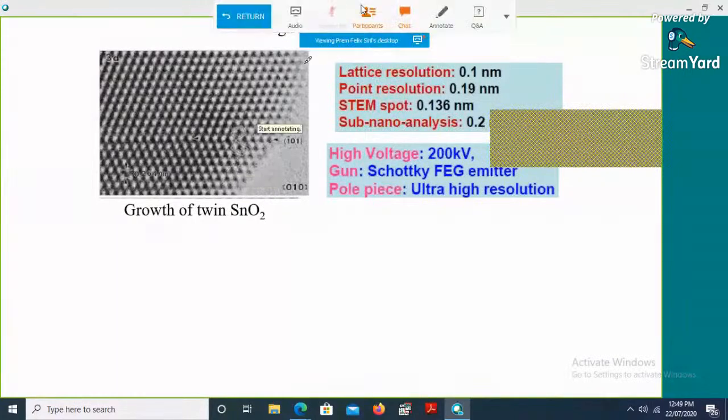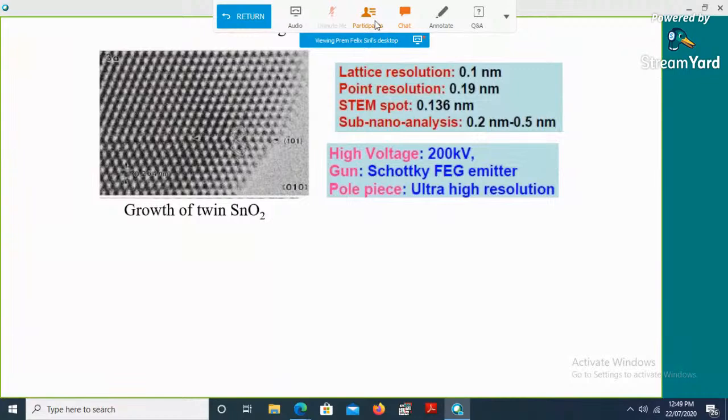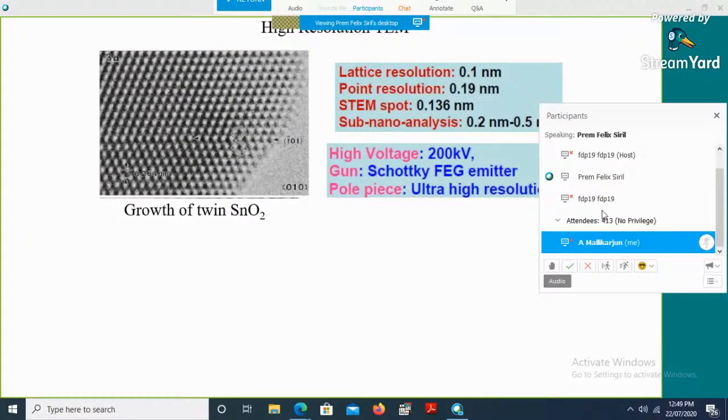Somebody is complaining about noise. I am not hearing any noise, but I don't know why the participants are hearing noise. Unfortunately, I can't do anything because it's controlled by the host, and the hosts are unable to log in. So we have to bear with that.